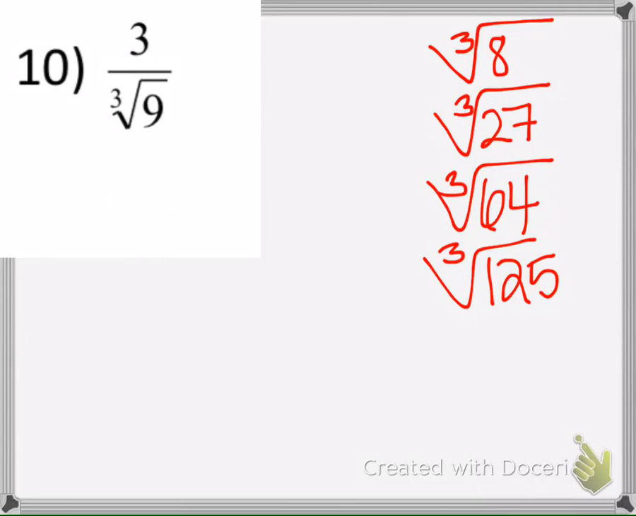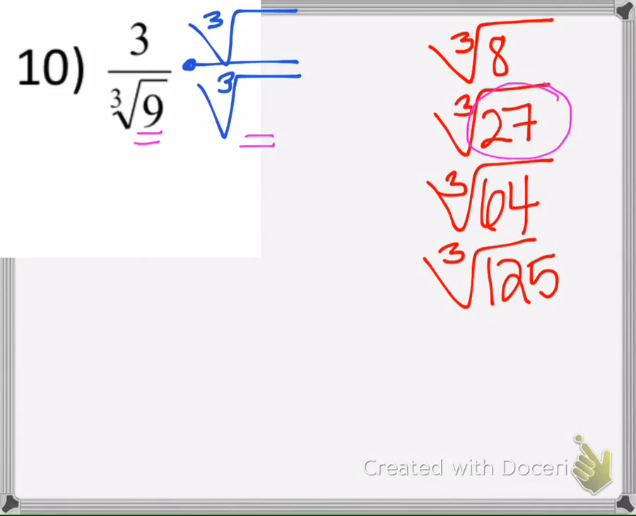Alright, let's take a look at this problem here. So I have this radical in the denominator. I don't want it there. So I need to think of what cube root to multiply it to, numerator and the denominator. So I need to think of which number I can multiply 9 with something that will make one of these numbers in the list. So 27, for example, would work. So 9 times 3 is 27.